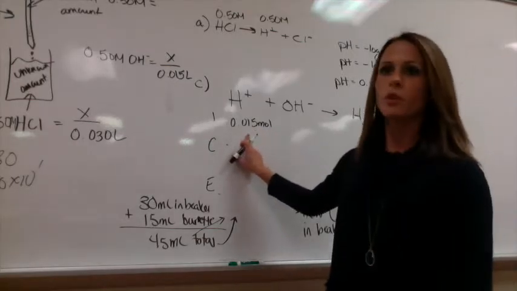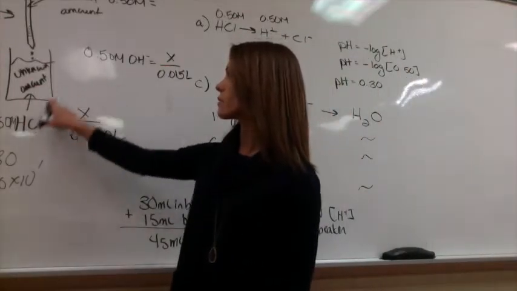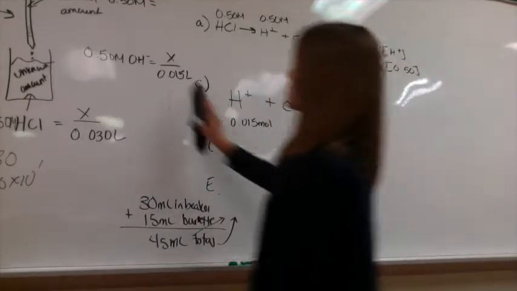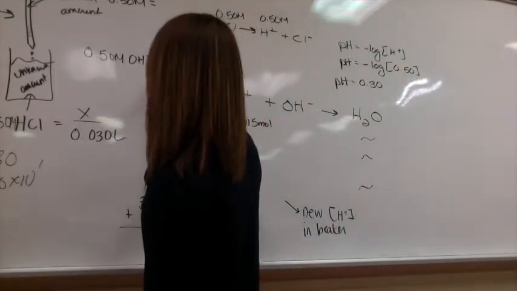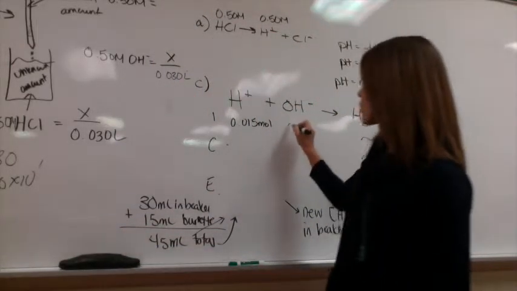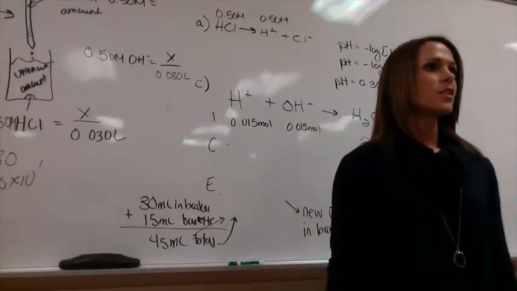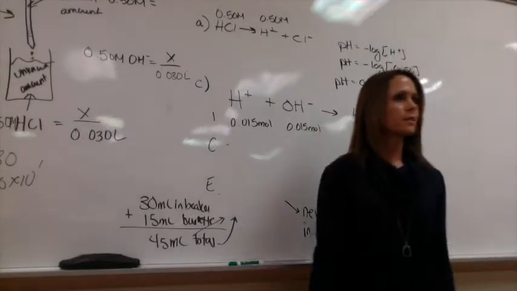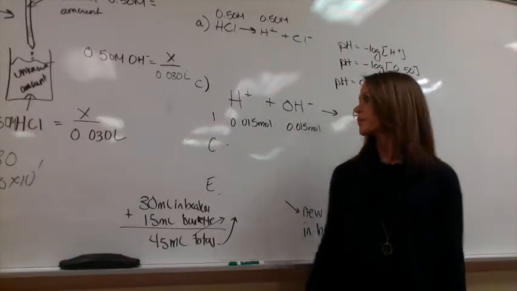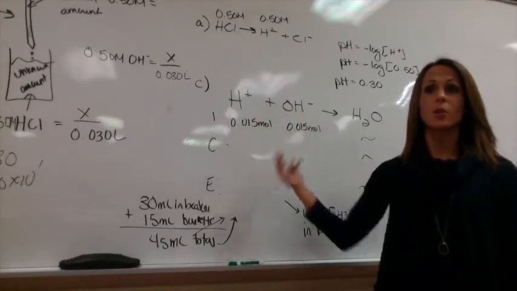So our original number of moles is 0.015 for H+, because that's, again, from this original amount told to me. And now it's telling me that I put in 30 milliliters. So if I put in 30 milliliters, that's times 0.030 liters. Again, now I have exactly 0.015 moles of OH minus. So this is called what? The equivalence point. So our equivalence point means we have the exact same number of moles of H plus and OH minus.